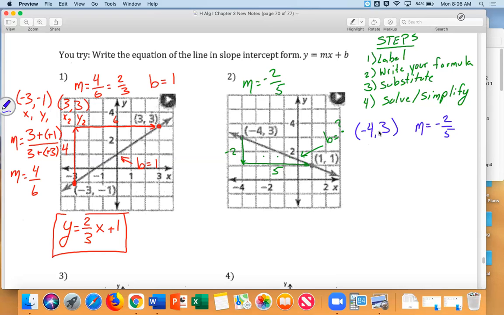Now, Emma, step number 1 says label. The slope is labeled, but did we label our point? Is it like x1, y1? Yeah, since we only have 1 point, we don't even have to put the x1, y1. We can just put x and y. So far, so good, Emma?